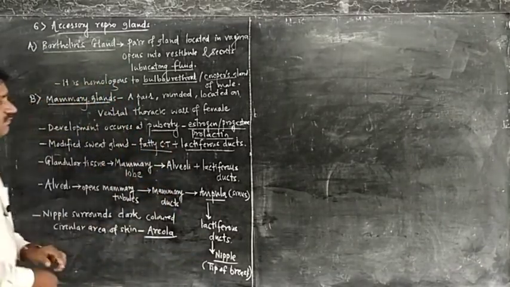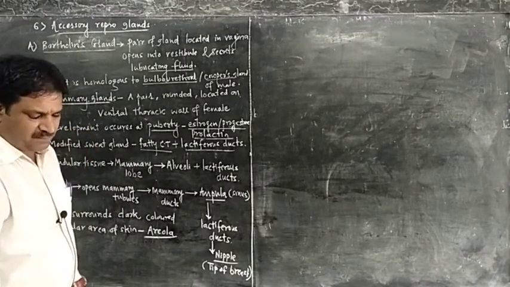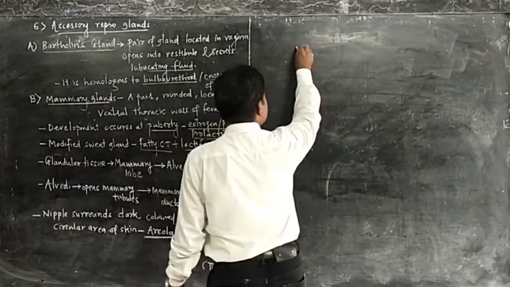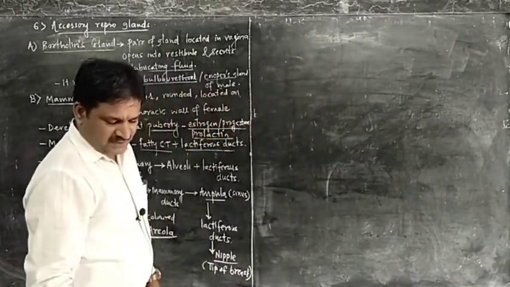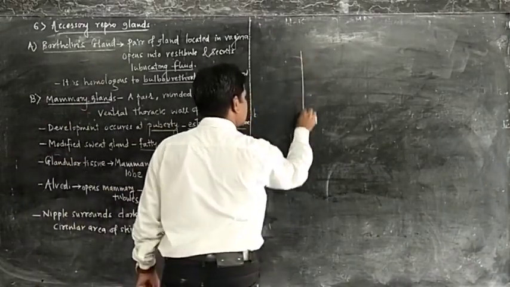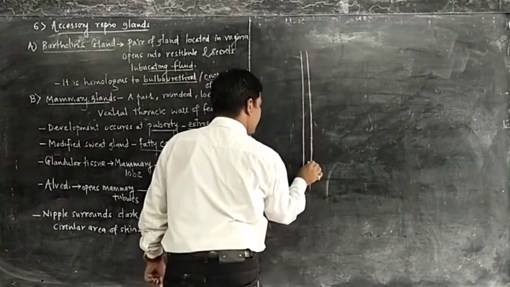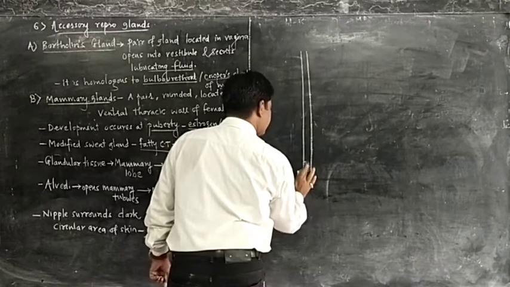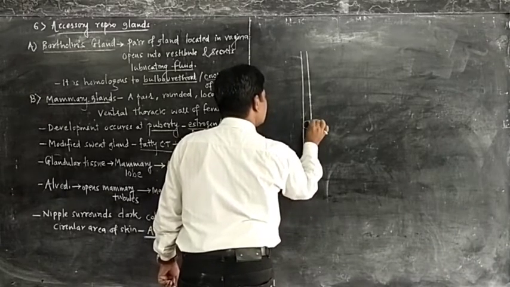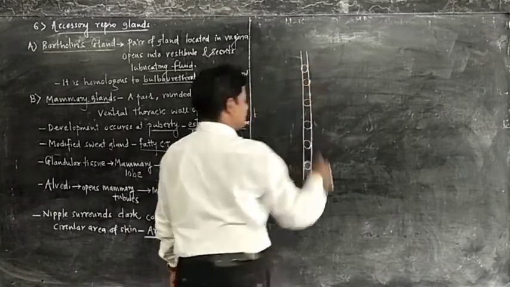Now we will see the vertical section, or sectional view, of the mammary gland. First of all, we will see the thoracic wall. The thoracic wall shows the ribs. Suppose this is the thoracic wall, and these rounded structures are the ribs. In between the ribs there are intercostal muscles.